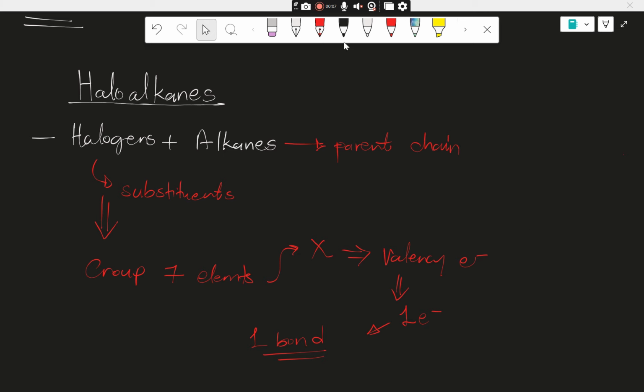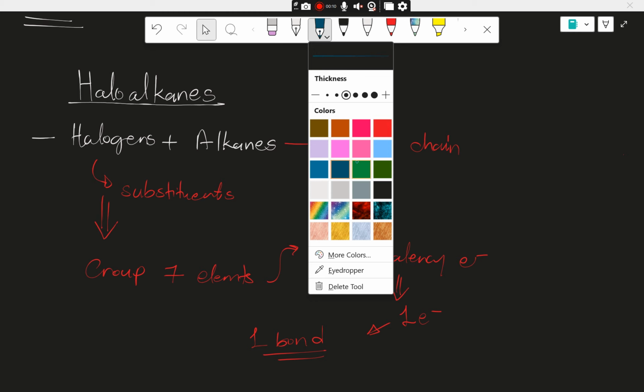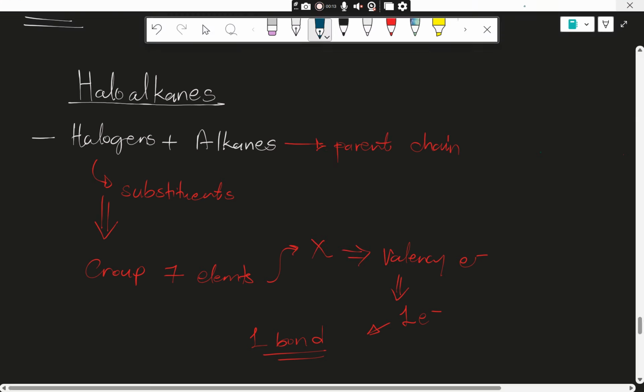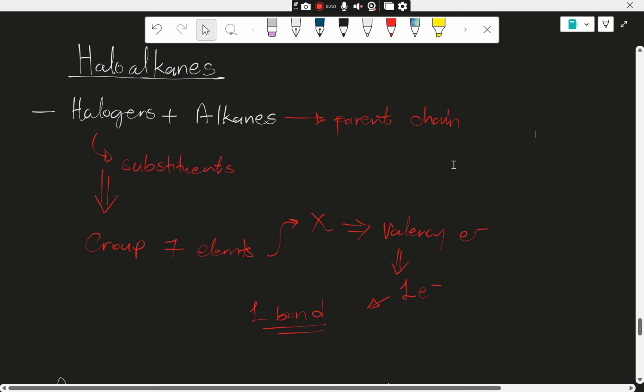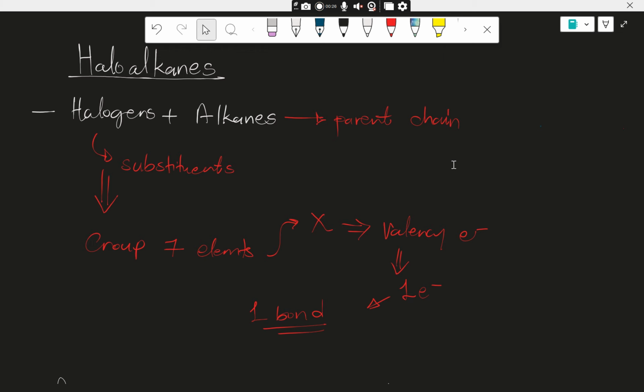So alkanes, let's just pick blue. Okay, so alkanes, right? These are your halogens with alkanes. So this is a combination, and halogens in this case are our substituents. We've already defined what substituents are, so this makes it easier for us. That's why we had to define what substituents are and what the parent chain is. These are our substituents, and these are our alkanes. That last part is your parent chain.